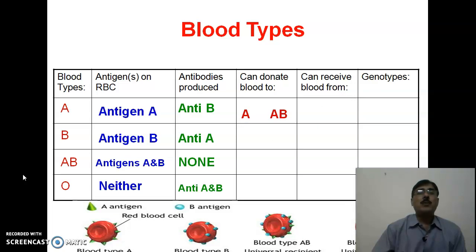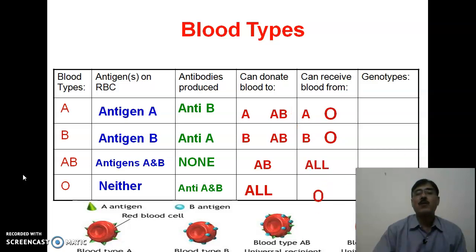Blood group A can donate to A and AB, B can donate to B and AB, AB can donate only to AB, and O can donate to all. As far as receiving blood is concerned, A can receive from A and O, B can receive from B and O, AB can receive from all, and O can receive only from O.